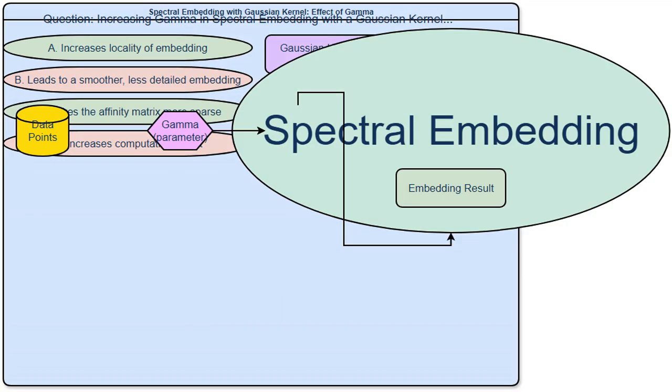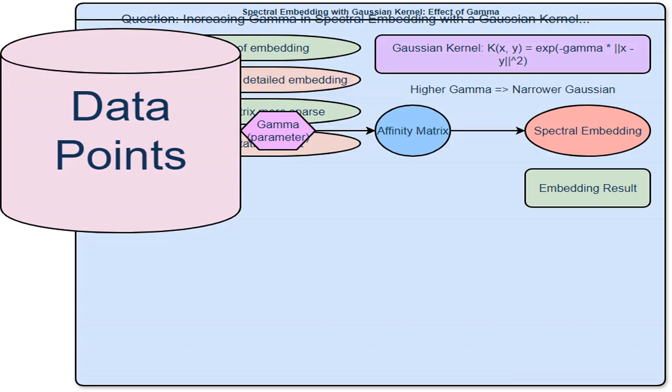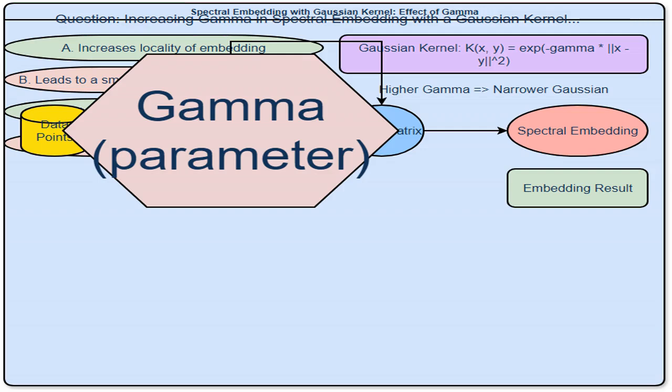This refers to the output of spectral embedding, the lower dimensional representation of the data after the transformation. The properties of this lower dimensional data, smoothness, detail, etc., depend heavily on the parameters used, in this case, gamma. These are the individual data instances in your dataset. Spectral embedding takes these points as input and projects them into a lower dimensional space. This is a crucial parameter in the Gaussian kernel that influences the shape of the Gaussian curve. As I explained before, a higher gamma value leads to a narrower curve and affects how we define similarity between data points.